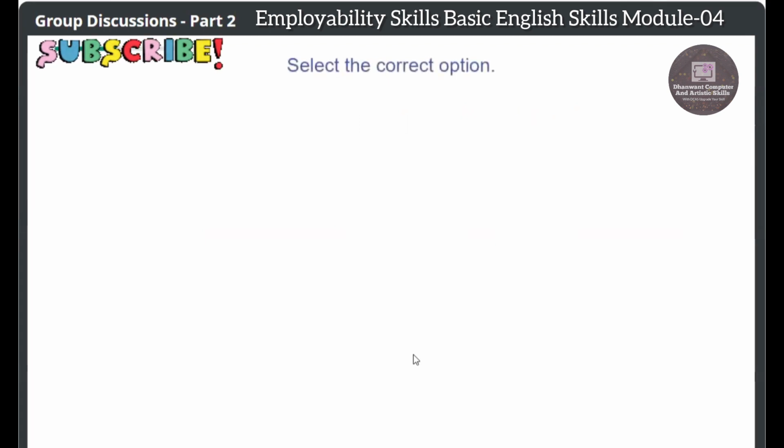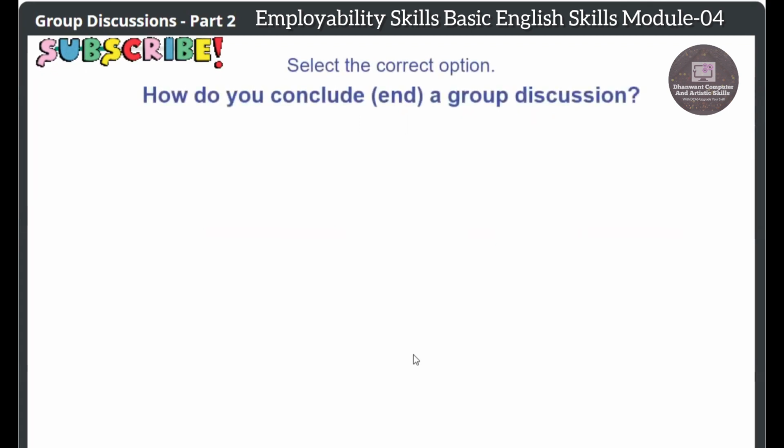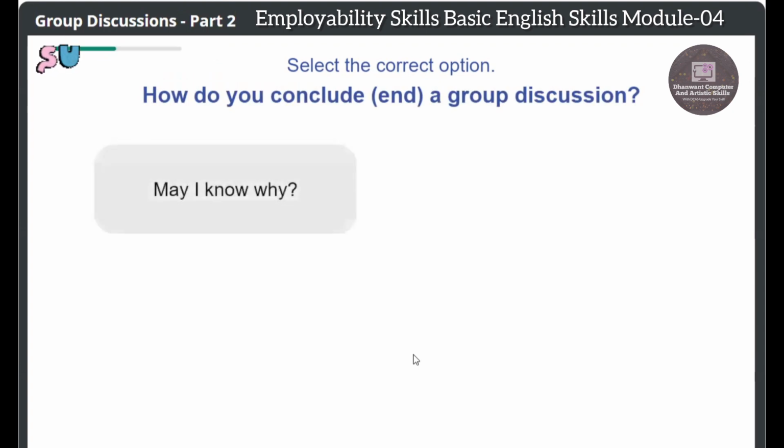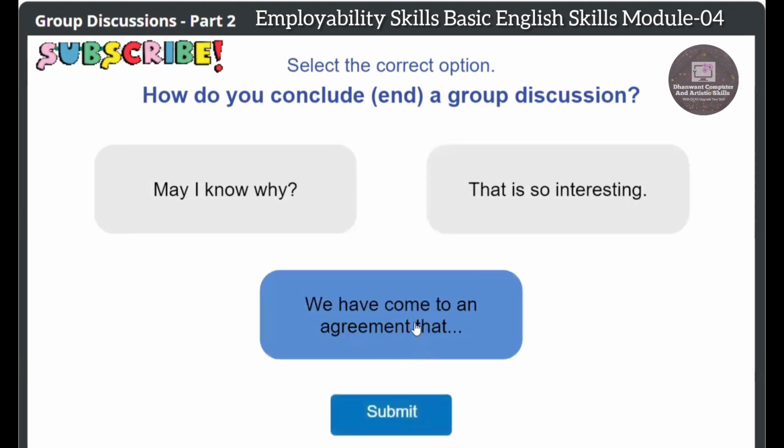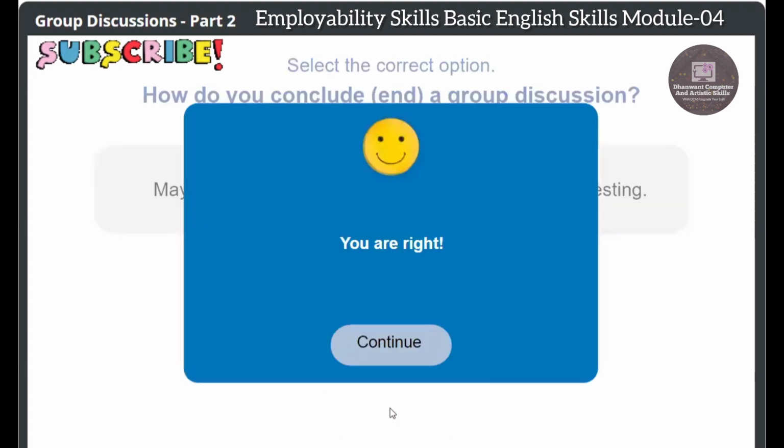Select the correct option. How do you conclude a group discussion? Let me explain this. May I know why? That is so interesting. We have come to an agreement that. You're right.